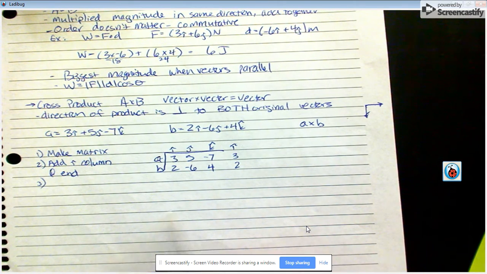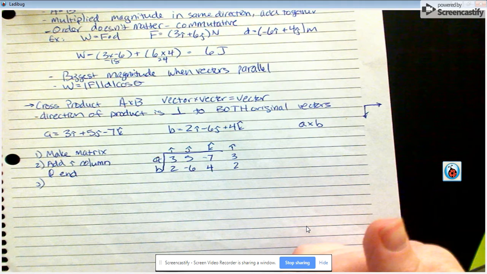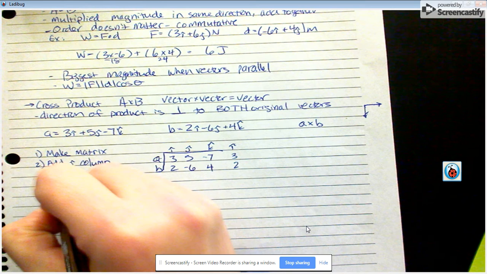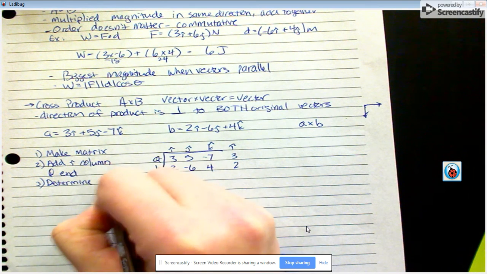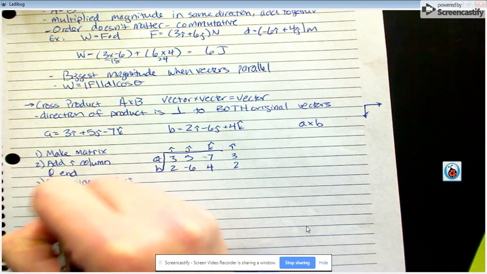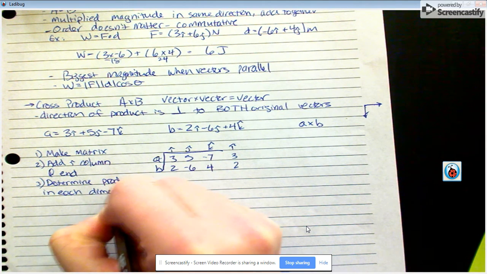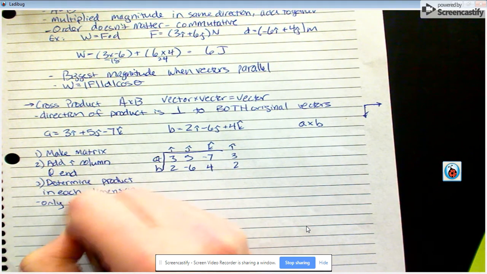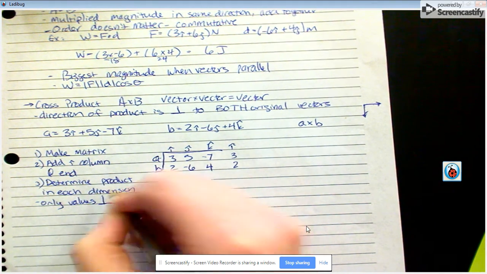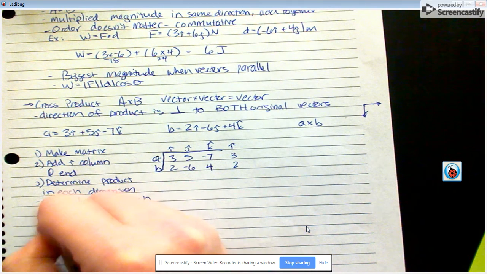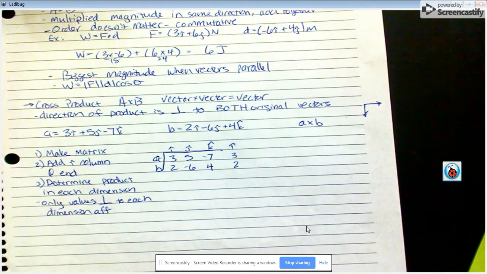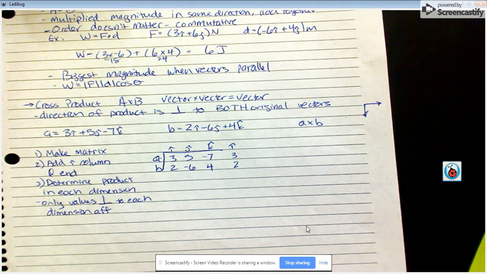All right, next, we're going to do the crosses. So we're going to determine the product in each dimension, and only the values perpendicular to each dimension actually affect the product. Oh, geez, the lights turned off. Hang on, there we go. Okay, affect the product.